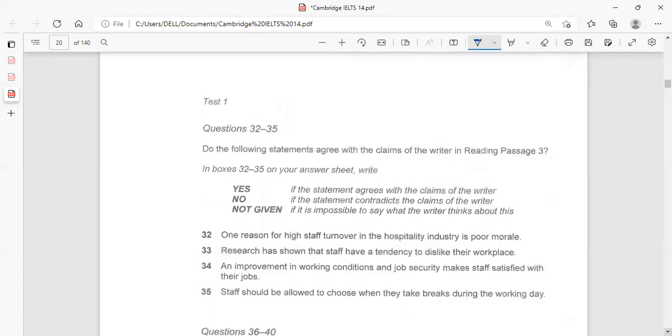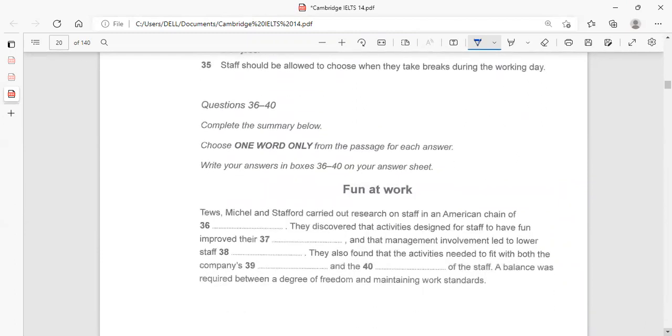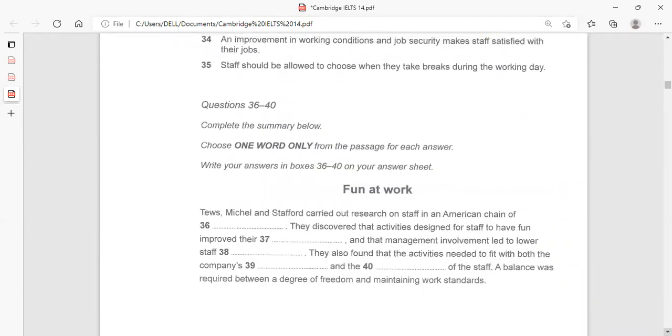Okay, moving on to this. Questions 32 to 35, true, false, not given kind of questions. Yes, no, not given kind of questions. So please take a screenshot of this as well. Done. Okay. Moving on to summarizing questions. A screenshot for this one.